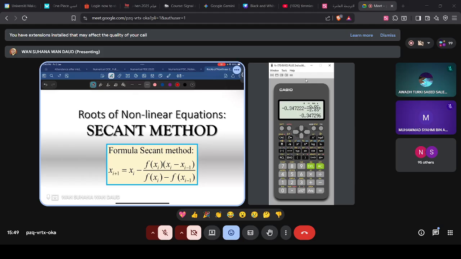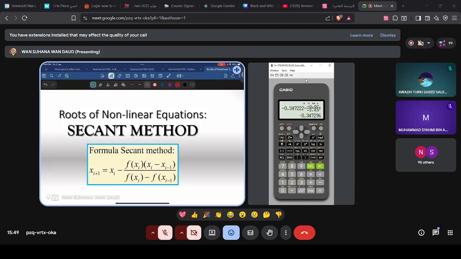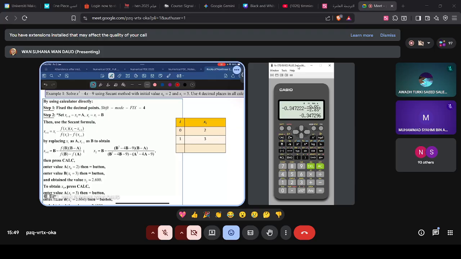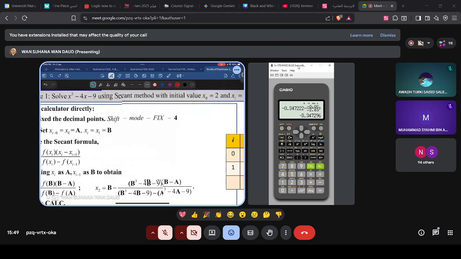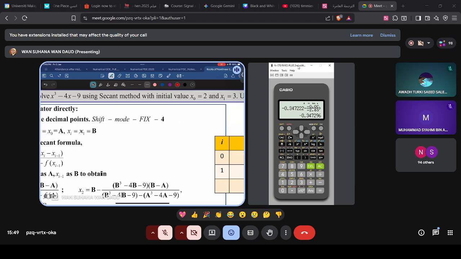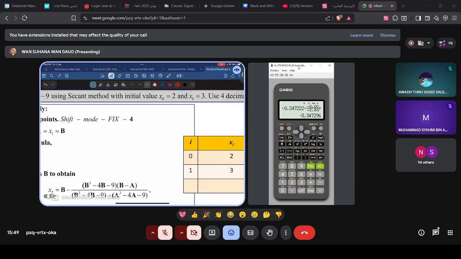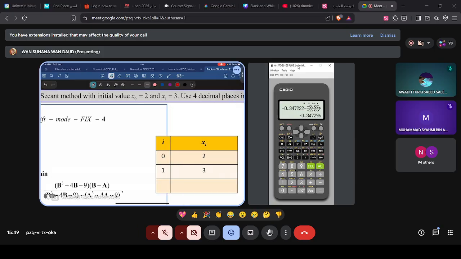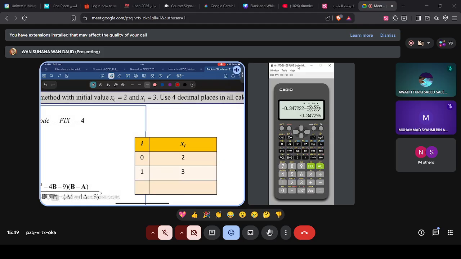Very good. Now is the secant method. Okay. This is the formula for secant method. x i plus 1 equal to x i minus f(x i) times x i minus x i minus 1 over f(x i) minus f(x i minus 1). So we're going to use the calculator as well. If you have a question like this, solve x to the power of 3 minus 4x minus 9 using secant method with initial values x0 equal to 2, x1 equal to 3. Use 4 decimal places in all calculation.